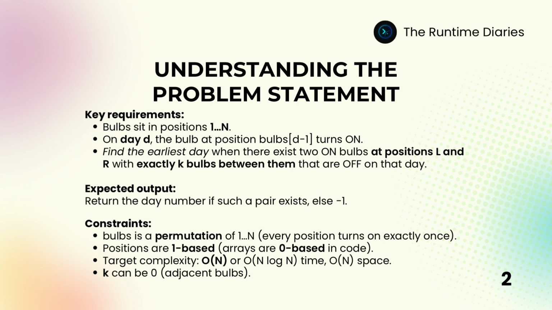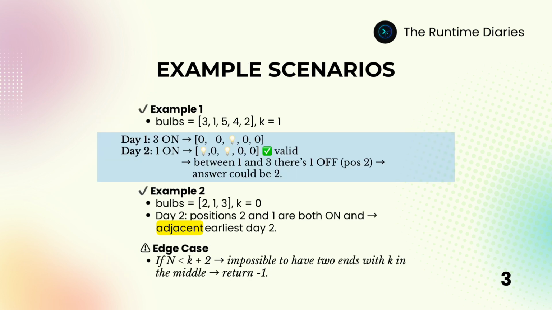Here's what the problem gives you. You have N bulbs, each sitting in a position numbered 1 through N, like houses on a street. You're given an array called bulbs, where bulbs[D-1] tells you which position turns on at the end of day D. So if bulbs equals, from left to right, 3, 1, 5, 4, 2, it means on day 1, house 3 lights up. Day 2, house 1 lights up. Day 3, house 5 lights up. Day 4, house 4 lights up, and day 5, house 2 lights up.